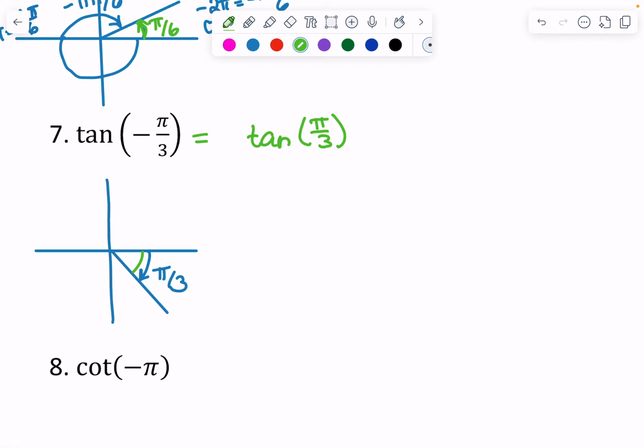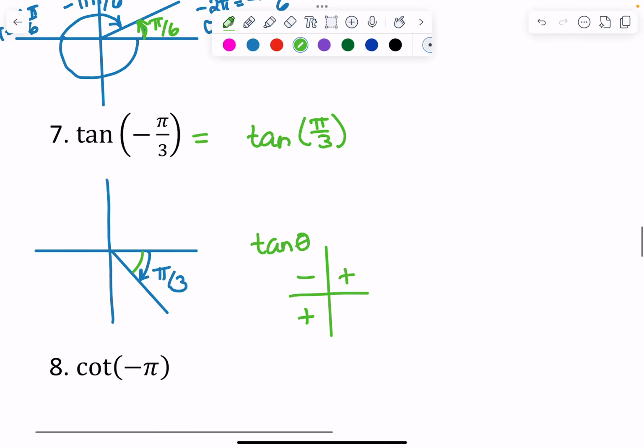Let's take a look at the sign in front of it though. So tangent theta. If I'm looking over there in that fourth quadrant, I have All Students Take Calculus: All, Students, Take is positive in quadrant 3, Calculus, tangent is negative in quadrant 4. So I'm going to go ahead and put a negative sign in front of that. All right, so this was in Q4.